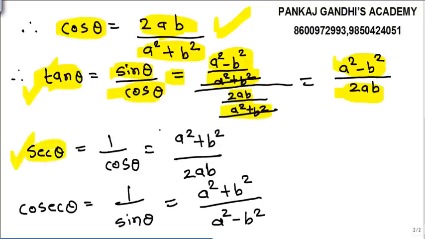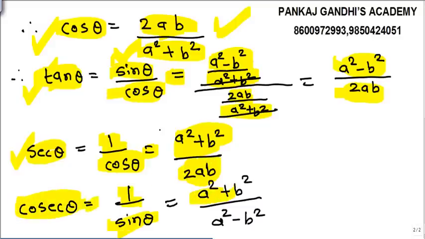Now sec theta. Sec theta is equal to 1 upon cos theta. We know the cos theta value from here, so a square plus b square upon 2ab, because it is the inverse of cos theta. That's why this a square plus b square will go in the numerator and 2ab in the denominator. Similarly, cosec theta is equal to 1 upon sin theta, which is a square plus b square upon a square minus b square. And these are the answers of tan theta, sec theta and cosec theta.